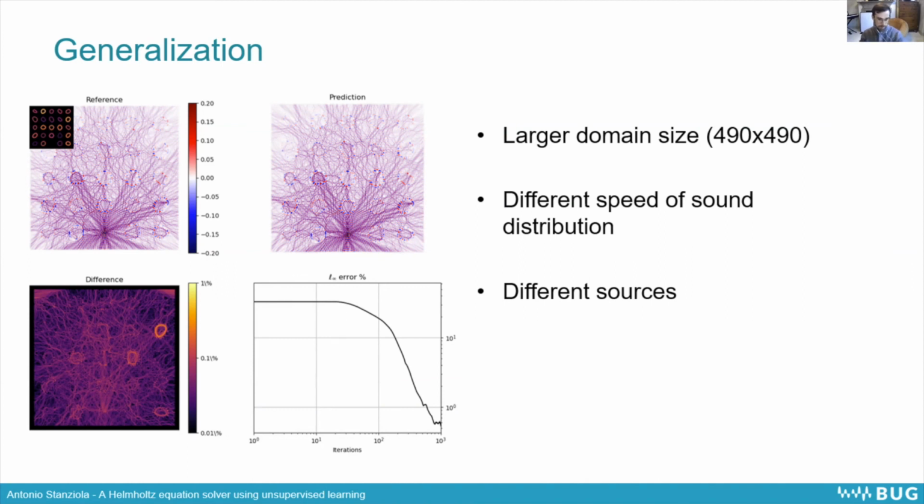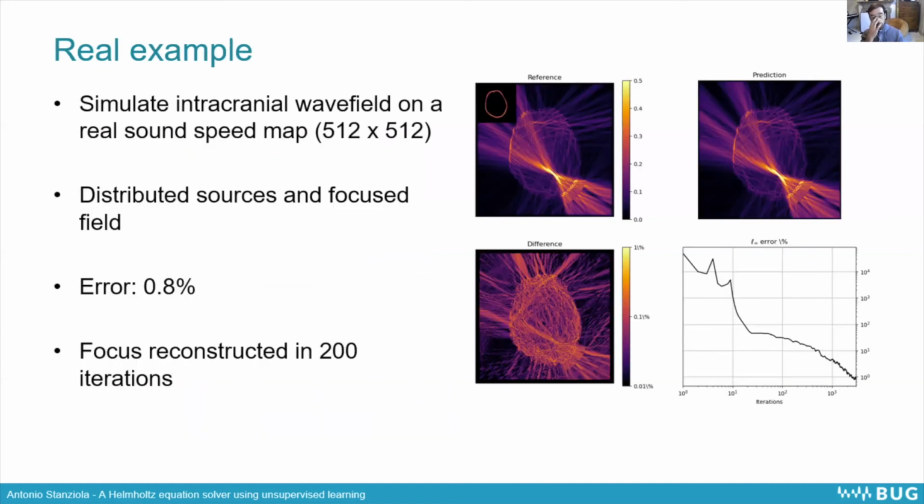So this made us very confident that the neural network was actually doing something interesting. So the next step was to apply it on a fairly realistic problem, as much as a 2D problem can be realistic. So we took a real city map from a dataset which is available online, and made this sound speed map of 512 by 512.